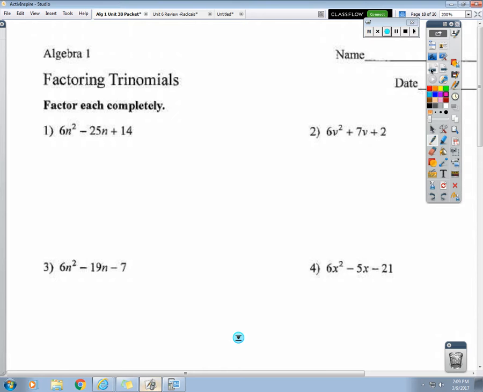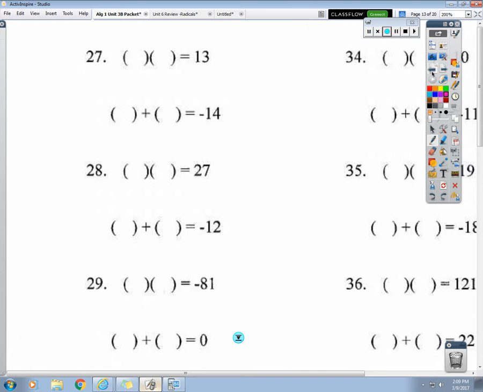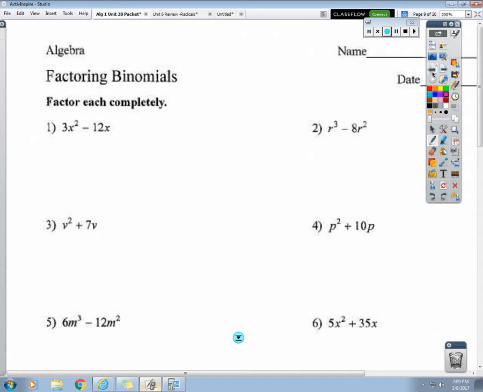Just pay attention. Tomorrow's quiz is 10 questions, multiple choice. The first 2 questions on the quiz will be factoring binomials.